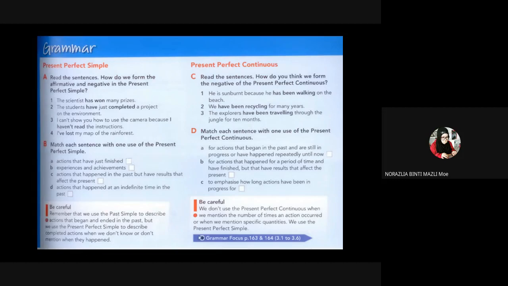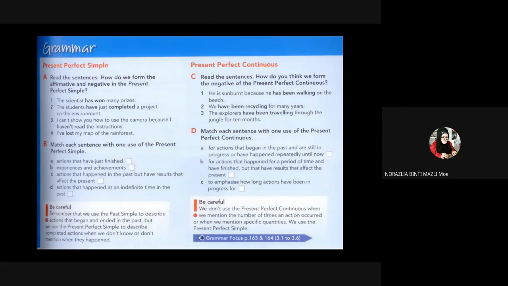Okay, for present perfect continuous. Tengok yang continuous ya, yang ing now, C. Read the sentences. How do you think we form the negative of the present perfect continuous? Yang ni, sama juga. He has been walking, we have been recycling, have been travelling. Okay, yang ni kalau negatif, dia nak tambah macam mana? Kalau negatif agak-agak. Tadi, negatif dia tambah not. I have not read the instructions. I haven't lost something. Kalau yang ni, he has been. Kita nak tambah not tu dekat mana?